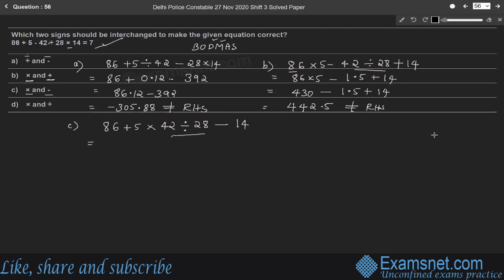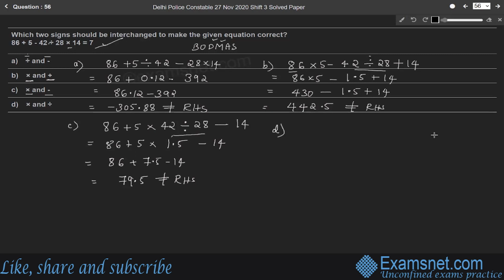So here 42 by 28, 86 plus 5 into 42, not 42, the division part, into, so 42 by 28 becomes 1.5 minus 14, which is equal to 86 plus 7.5 minus 14, which is equal to 79.5, which is not equal to RHS. Therefore, option D is the answer.